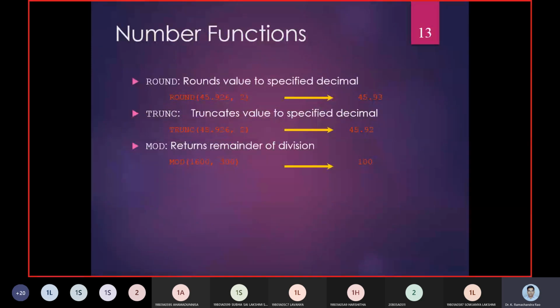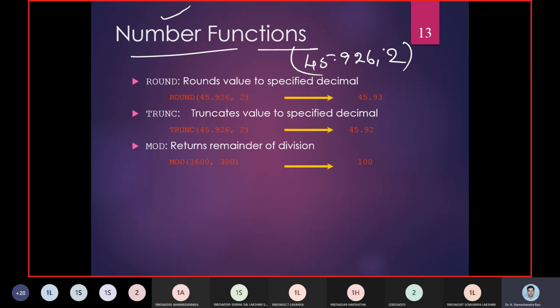So similarly, there is a second category of single row functions. We call them number functions. Now you can see here 45.926 comma 2. So we need to have only two positions.